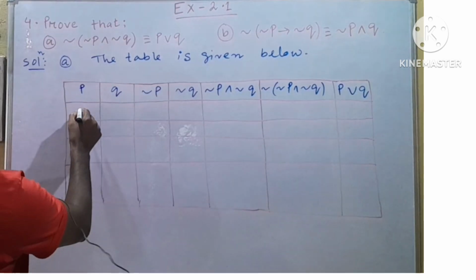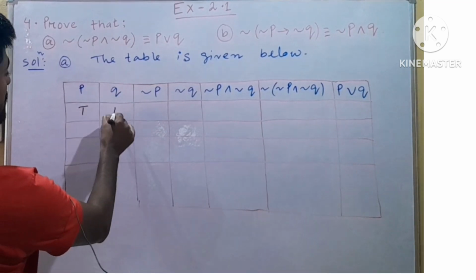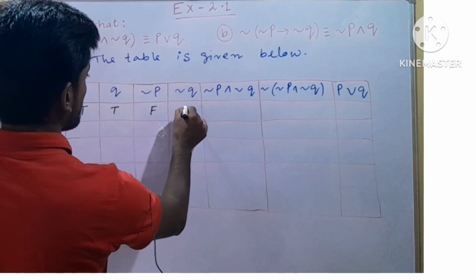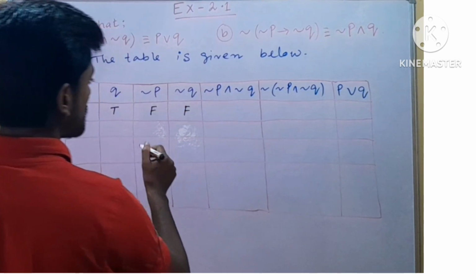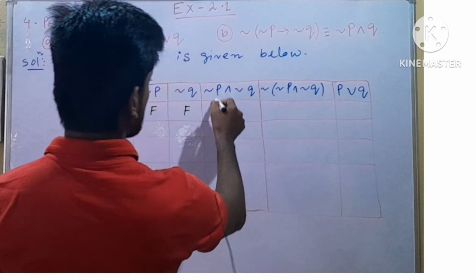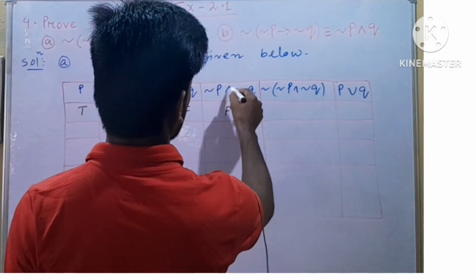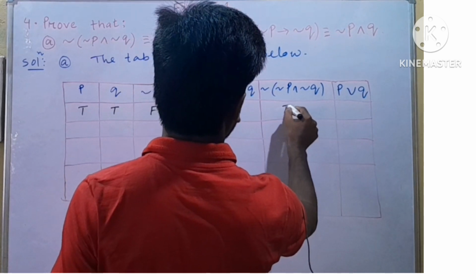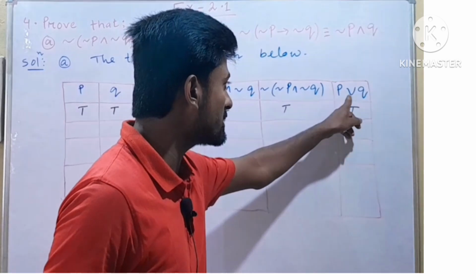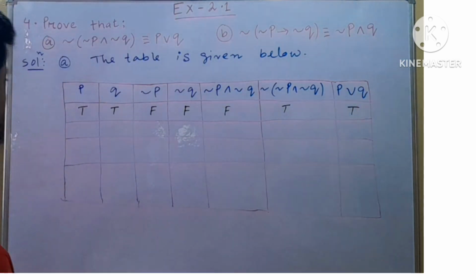Now first we let P be true, Q also true. Then negation of P will be false, negation of Q will also be false. False conjunction false, the result will be false. Since this one is false, its negation will be true. Since P is true, Q is true, P disjunction Q will be true.